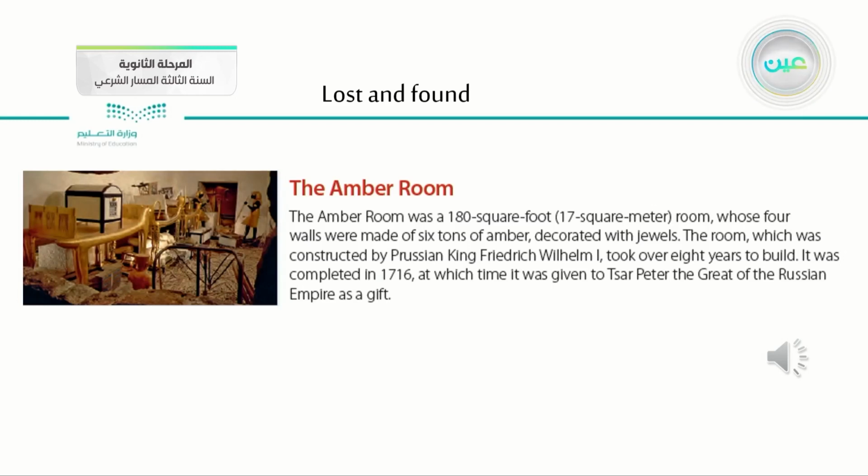It took over 8 years to build. It was completed in 1716, at which time it was given to Tsar Peter the Great of the Russian Empire as a gift. So he gave the Amber Room to the Russian ruler as a gift.